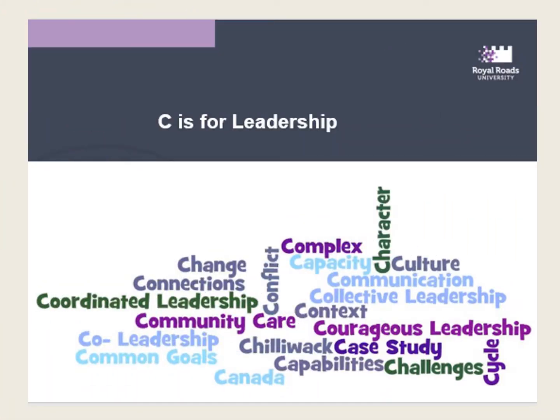Make it catchy. This example was created using Wordle as the title slide for a PowerPoint presentation. The title, C is for Leadership, got people's attention. The actual academic title of the research was Exploring Leadership During Implementation of the Integrated Primary and Community Care Initiative in the Chilliwack Community-Based Service Delivery Area, which probably wouldn't have caught people's attention as well.